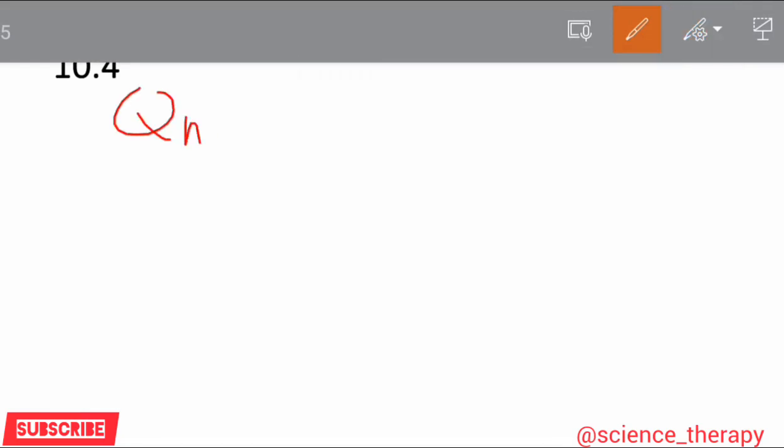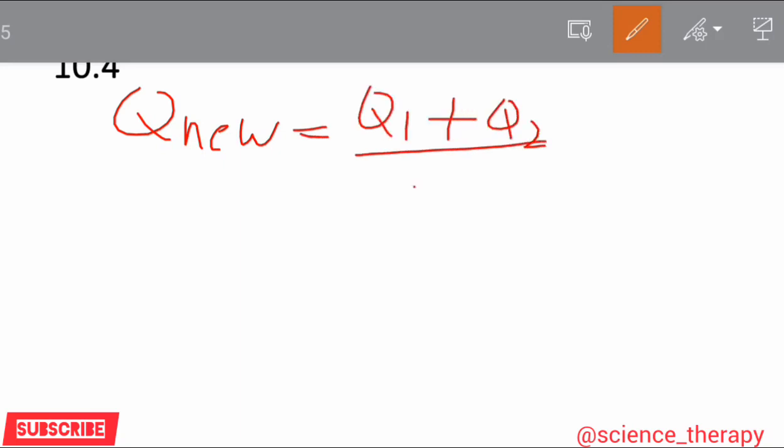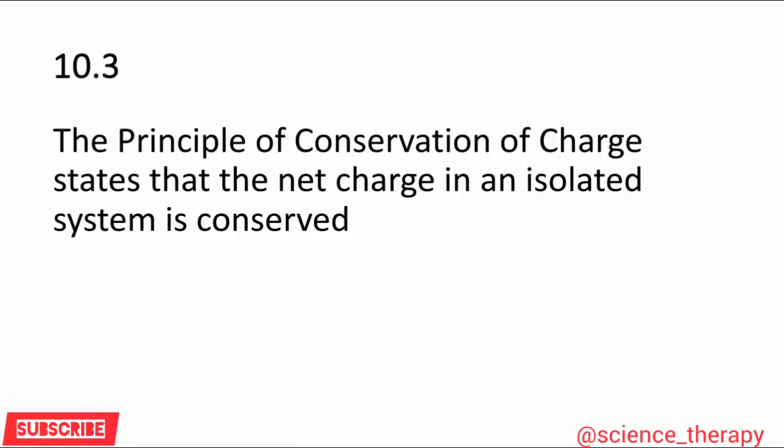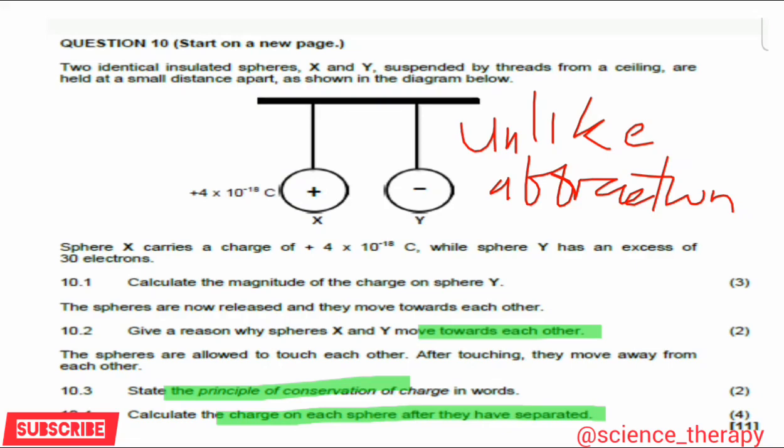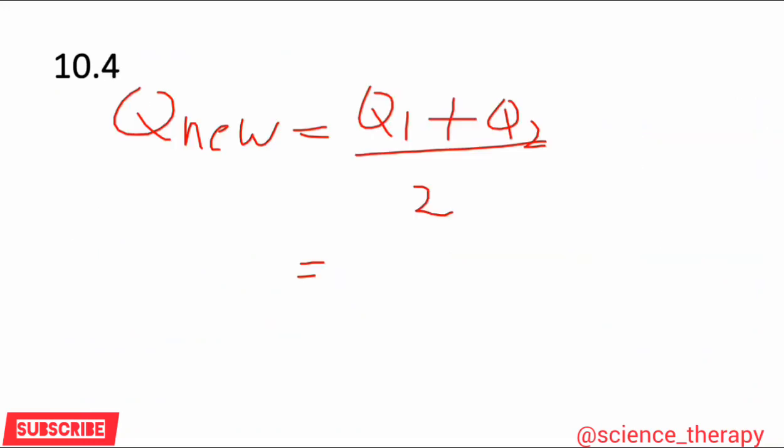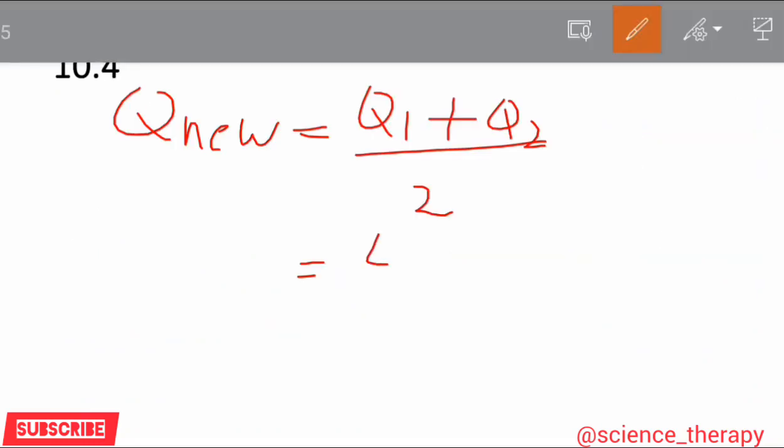We have Q new is equal to Q1 plus Q2 over 2, right? So now let's look at our charges. What do we have for Q1? So we have positive 4 times 10 to the power of negative 18. Remember, we are given 4 times 10 to the power of negative 18.